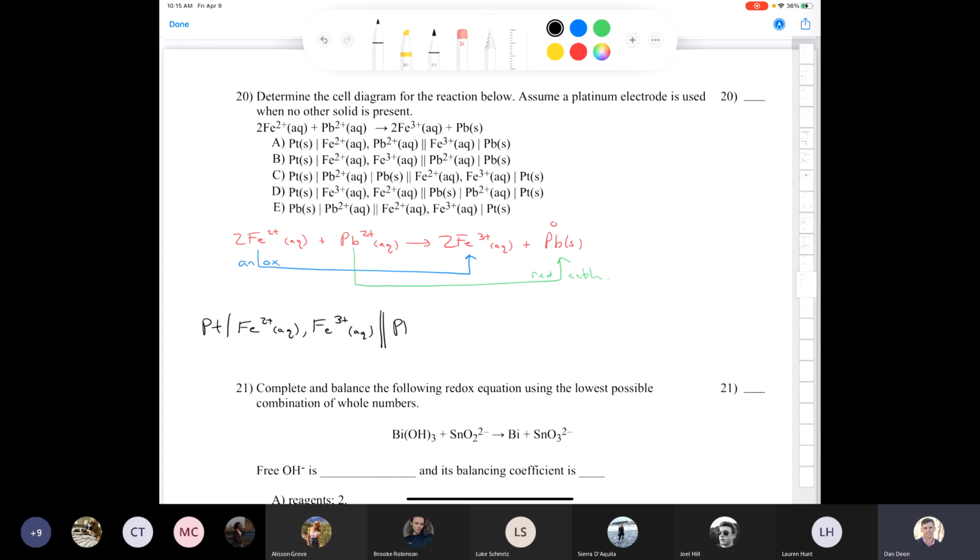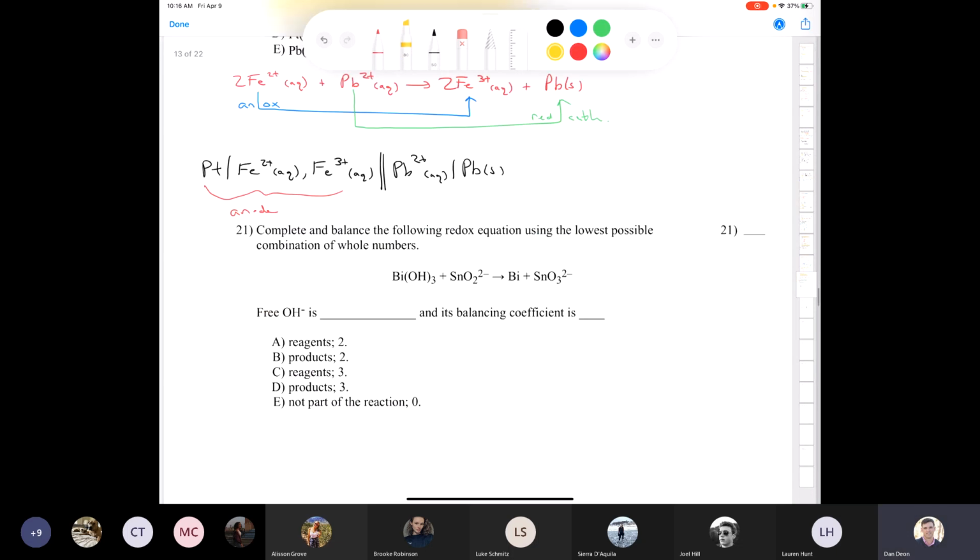And in our cathode, we have lead 2 plus, which is going to get reduced to solid lead. Again, this is our anode over here. The reason I had to put the platinum over here is because both of these are in aqueous solution. We have to have an inert electrode when both species involved in the redox reaction in the anode are aqueous solutions. Then we have our salt bridge, and then we have our lead, which is being reduced to solid lead. So there we go. This is B.